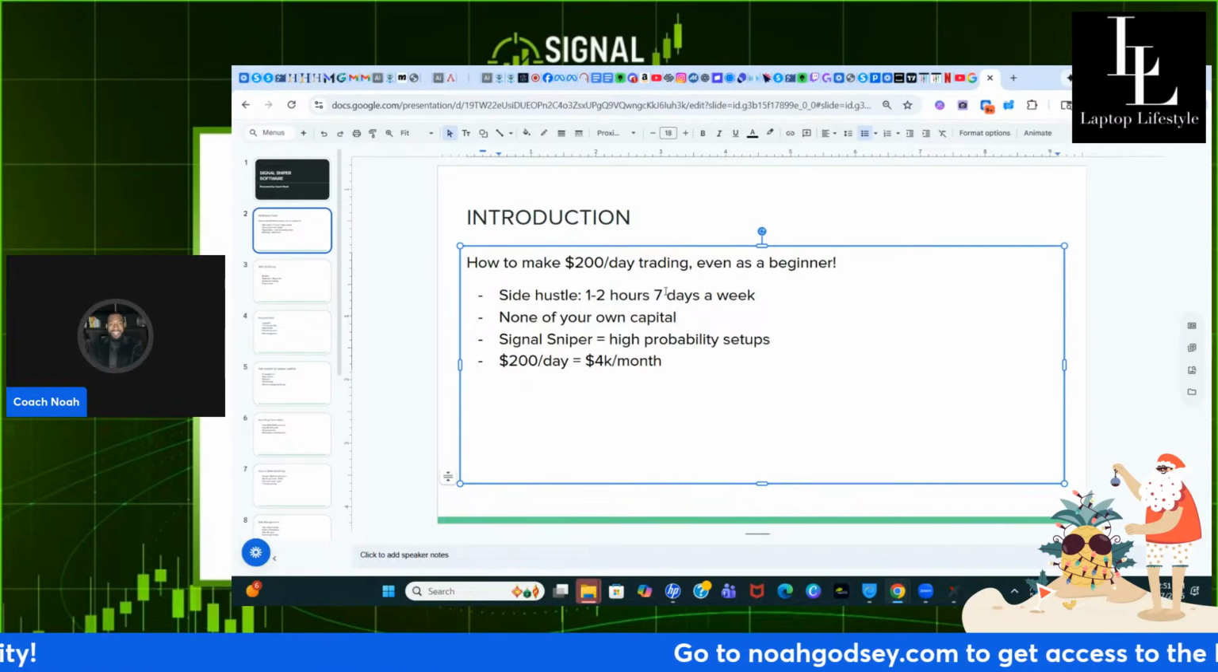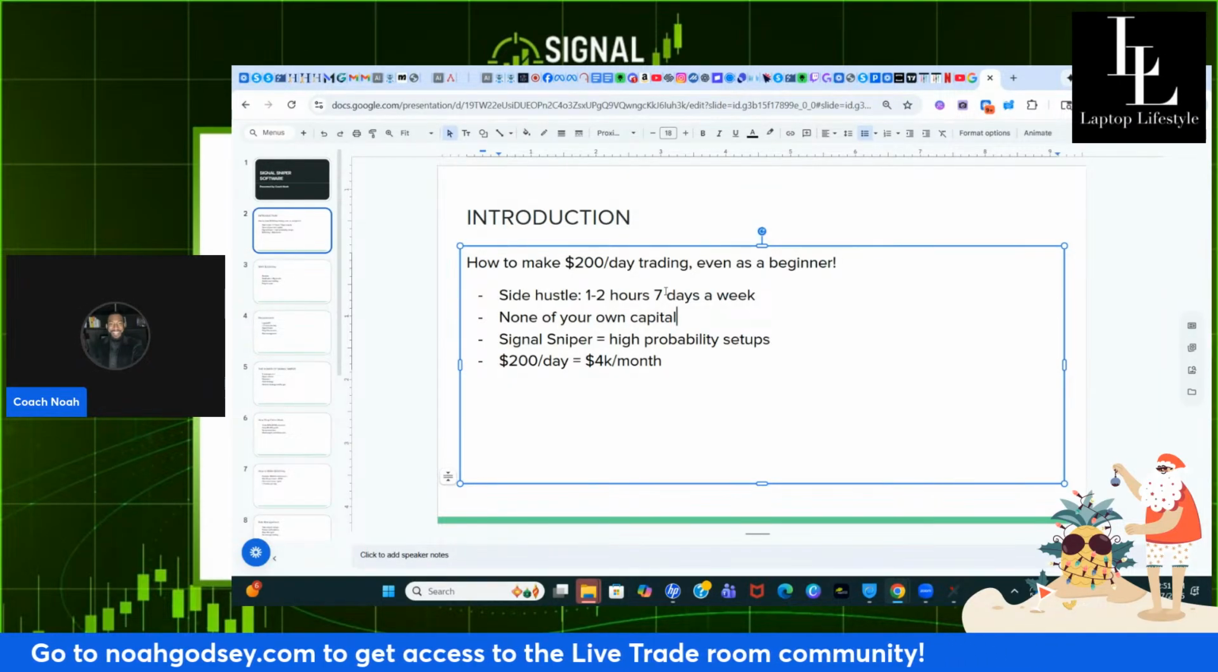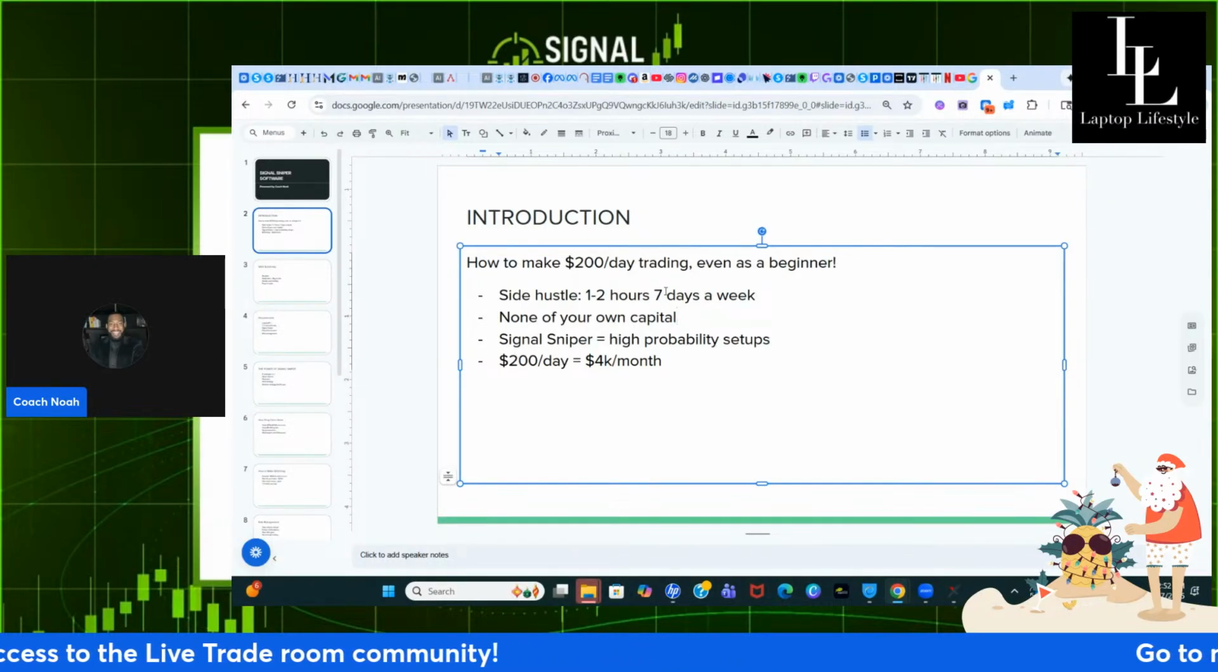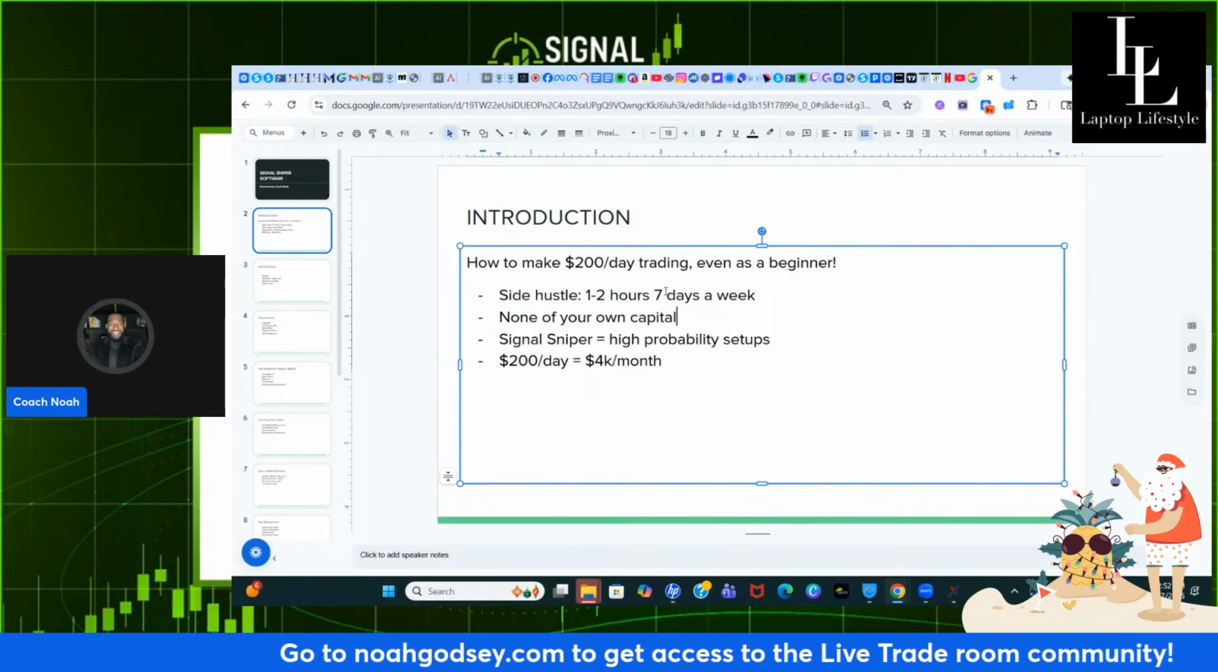Before, I was winning about 6 or 7 out of 10 trades, and now with the Signal Sniper I'm winning at least 8 out of 10, 7 out of 10 consistently. So what this is going to be able to do, we're going to be able to aim for $200 per day, and that's going to equal $4,000 per month. It's pretty good starting off trading.